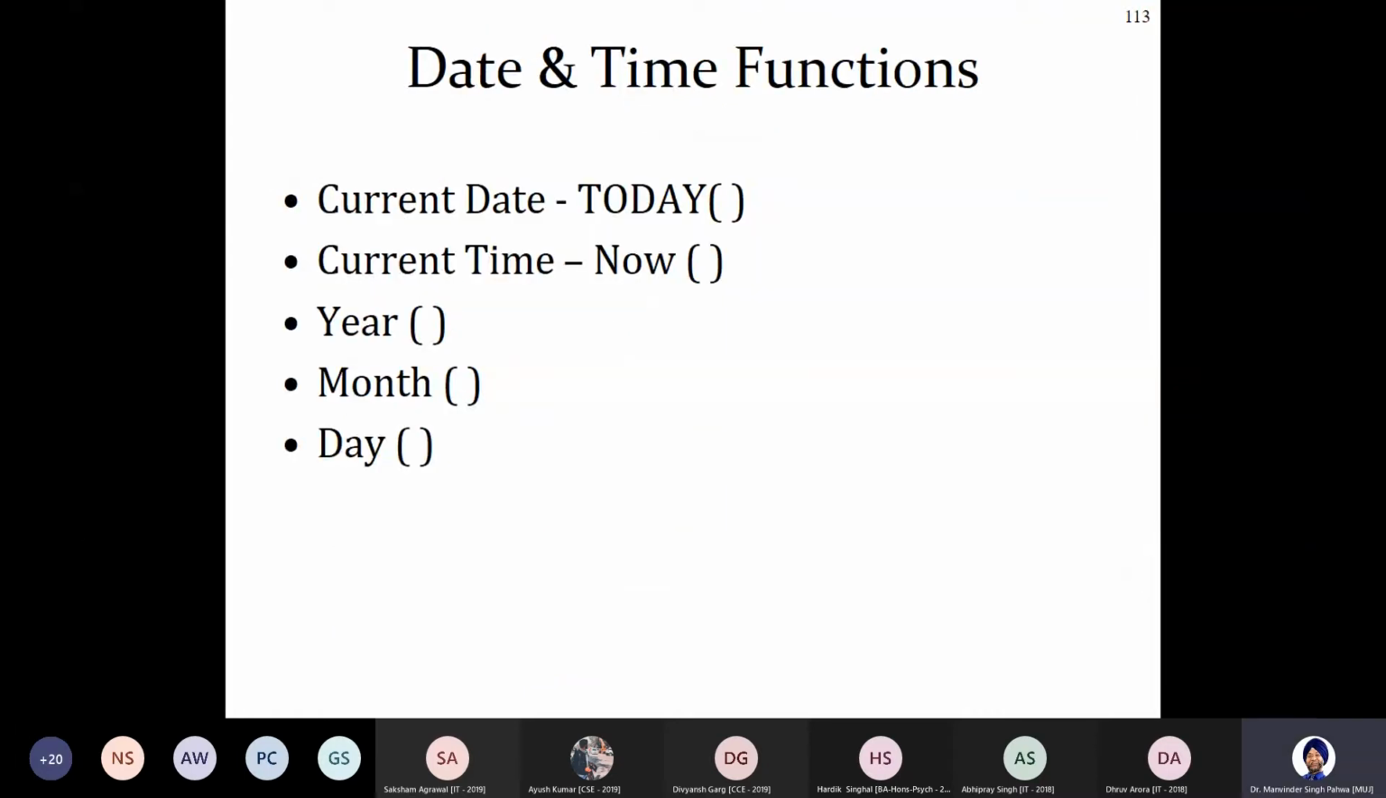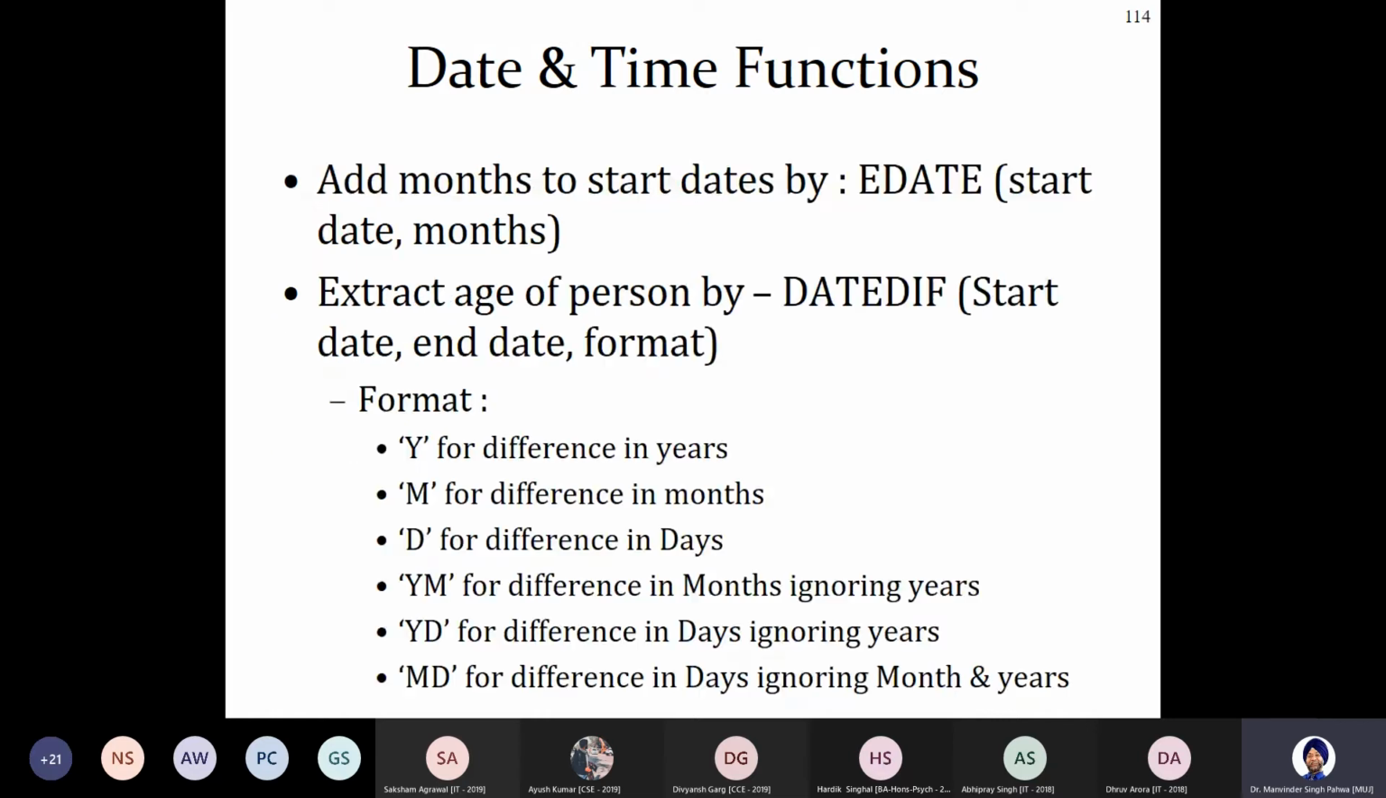These are certain functions of date and time. If you want the current date, you can just write TODAY and then parenthesis. Now, if you put this function NOW, it will give you the current year, month, day, and time. So these are date and time functions. You can add months to start dates by this EDATE function with start date and months. To extract the age of a person, you can use DATEDIF with start date and end date, and it will give what his age is. So you can just derive the age by this.